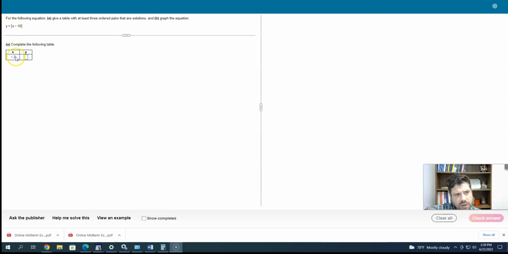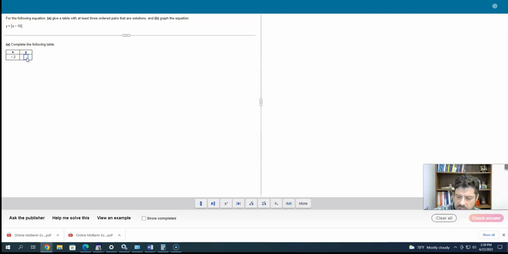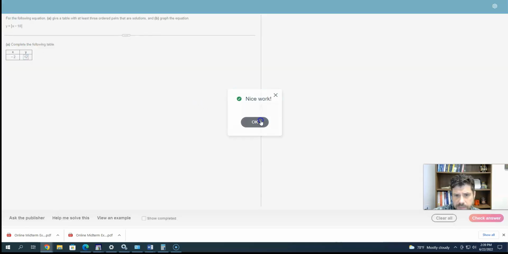And so we plug in our value for x. So minus 2 minus 10, that makes it a minus 12. And the absolute value of a negative 12 is a positive 12. So that's our first piece.